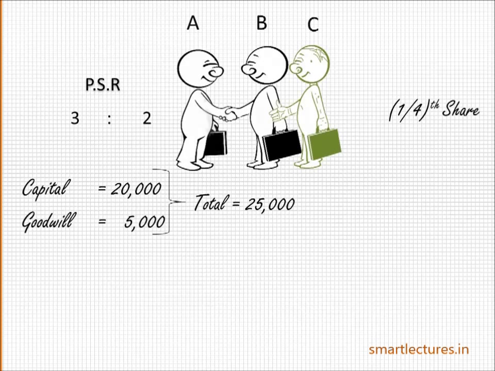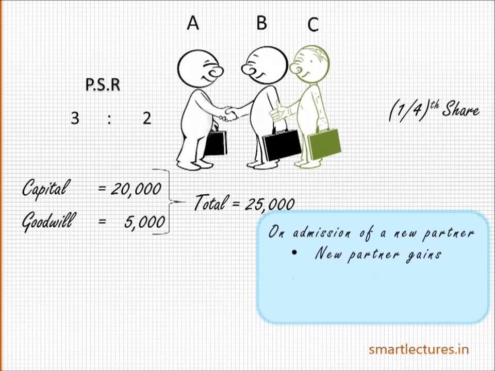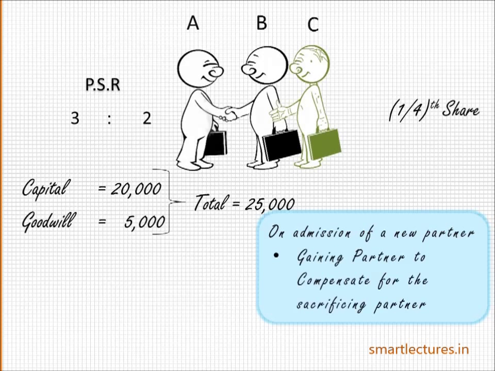and he brings cash for goodwill because he has to compensate the sacrificing partners, because whenever there is admission of a new partner, the new partner gains and the old partners have to sacrifice. So the gaining partner has to compensate the sacrificing partner. This is the basic principle. You have already learnt it in our previous segments.